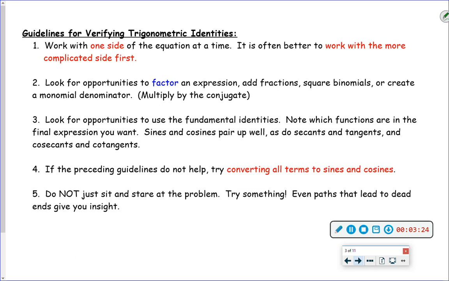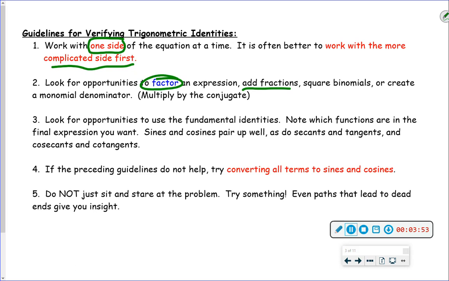First off, key, you are showing me that one side of the equation matches the other. So you only work on one side of the equation at a time. It may seem counterintuitive, but I think it's easier with the more complicated side first. It's easier to take something that has a lot of terms in it and simplify it down to an easier expression versus going the opposite way. Okay, look for opportunities, of course, to factor. We've seen a lot of factoring. Add fractions.